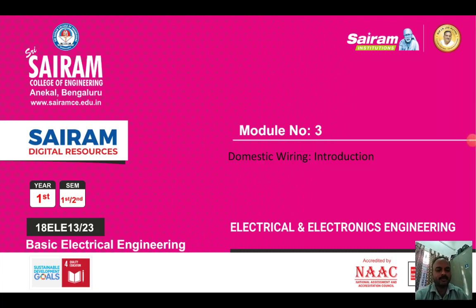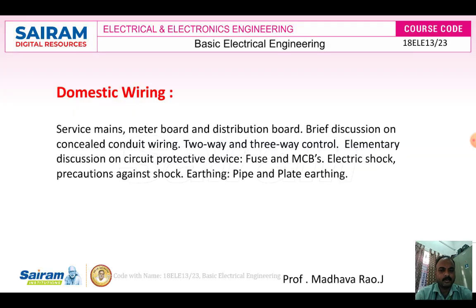Hello students, in this video you are going to learn about domestic wiring. Domestic wiring consists of the following topics: service mains, meter board, distribution board, a brief discussion on concealed conduit wiring, two-way and three-way control, and an elementary discussion on circuit protective devices. The protective devices are fuse and MCBs. Then electric shock, precautions against electric shock, and earthing. Earthing is of two types: plate earthing and pipe earthing.